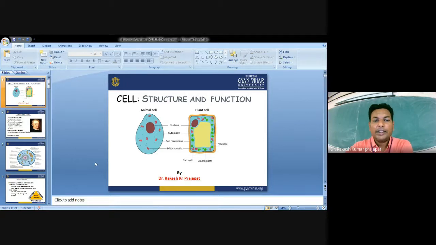So basically, you know very well that you can see the picture here, animal cell and plant cell. By looking at the picture only, you can see the difference between these two cells. The animal cell has a somewhat circular, not exactly circular, shape. In the center of the animal cell, the nucleus is present. The blue color you can see here is the cytoplasm, and different cellular organelles are embedded in this cytoplasm.